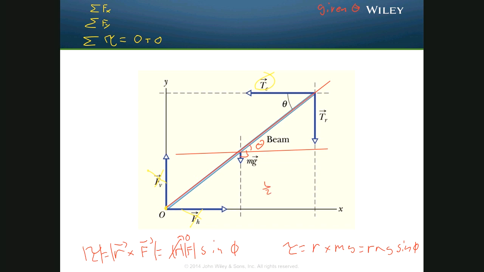times mg times the sine of 90 plus theta, because that's the angle between the forces. The r vector goes this way, and that's the length at that point of the force. So now you can use your right-hand rule, r cross this, it'll make it go in negative, so I'm expecting that this will cause a clockwise rotation, which it does. So it'll cause a clockwise rotation, so that will be negative.